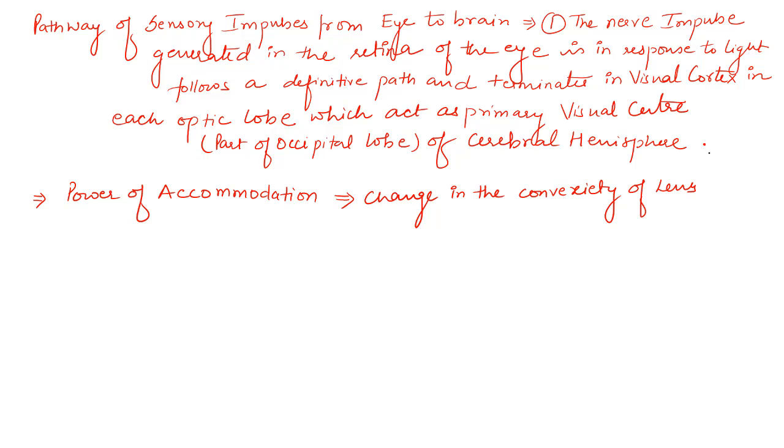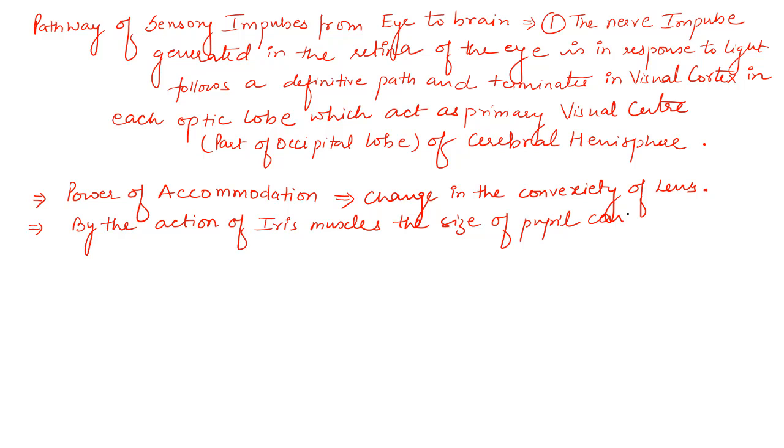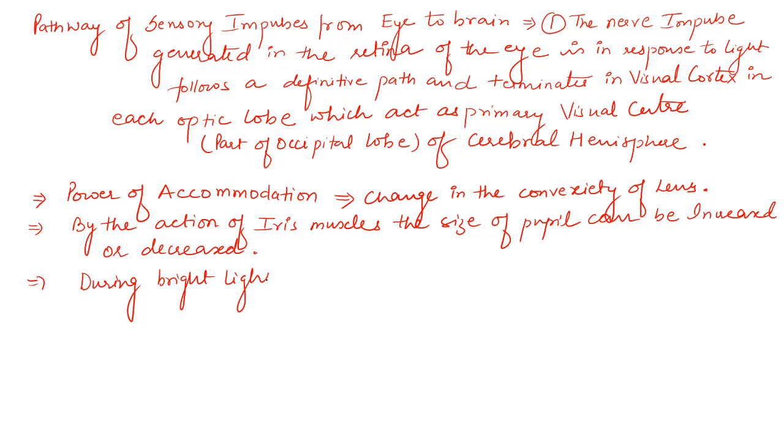Okay, change in the convexity of the lens. With the help of the muscles of the iris, the radial muscles, the size of the pupil can be increased and decreased, and we have already discussed this. During bright light, the pupil gets constricted. In dim light, the pupil gets dilated.